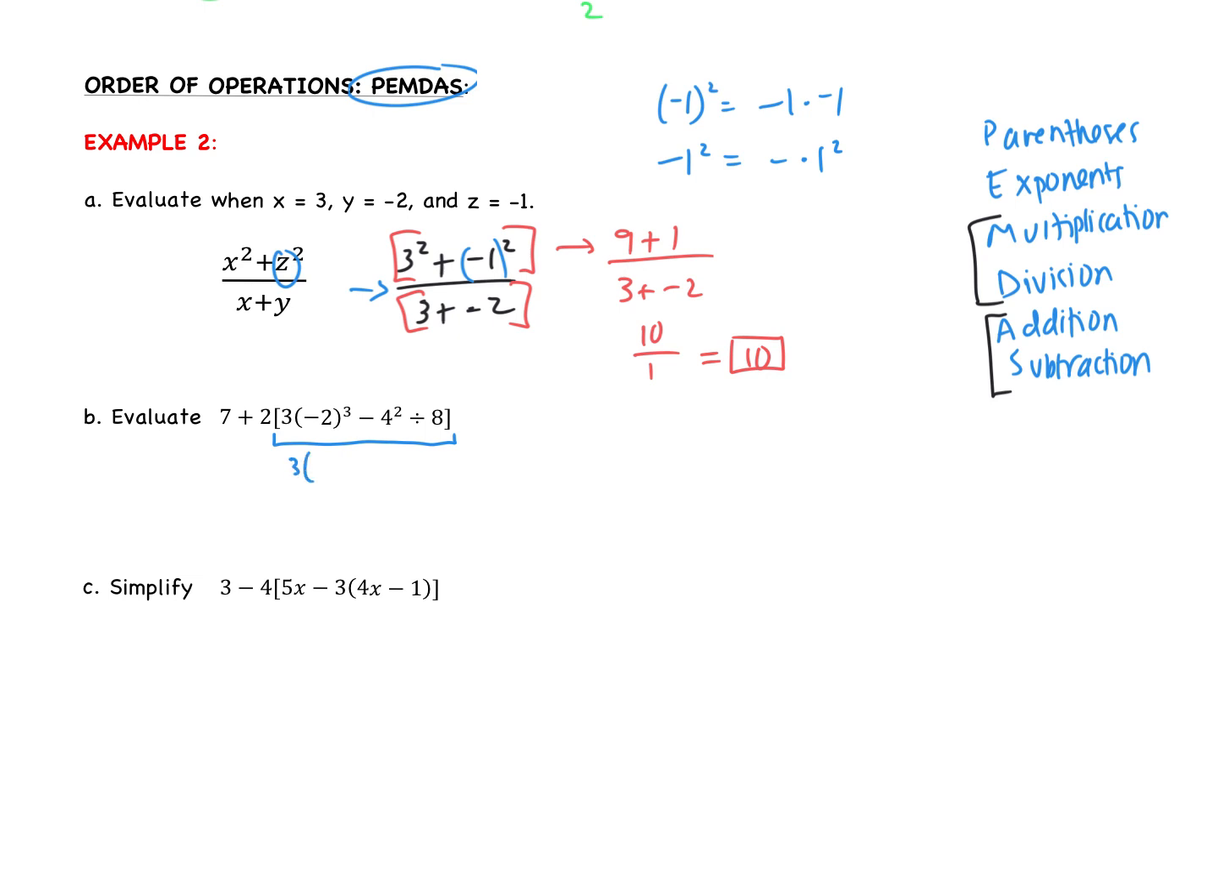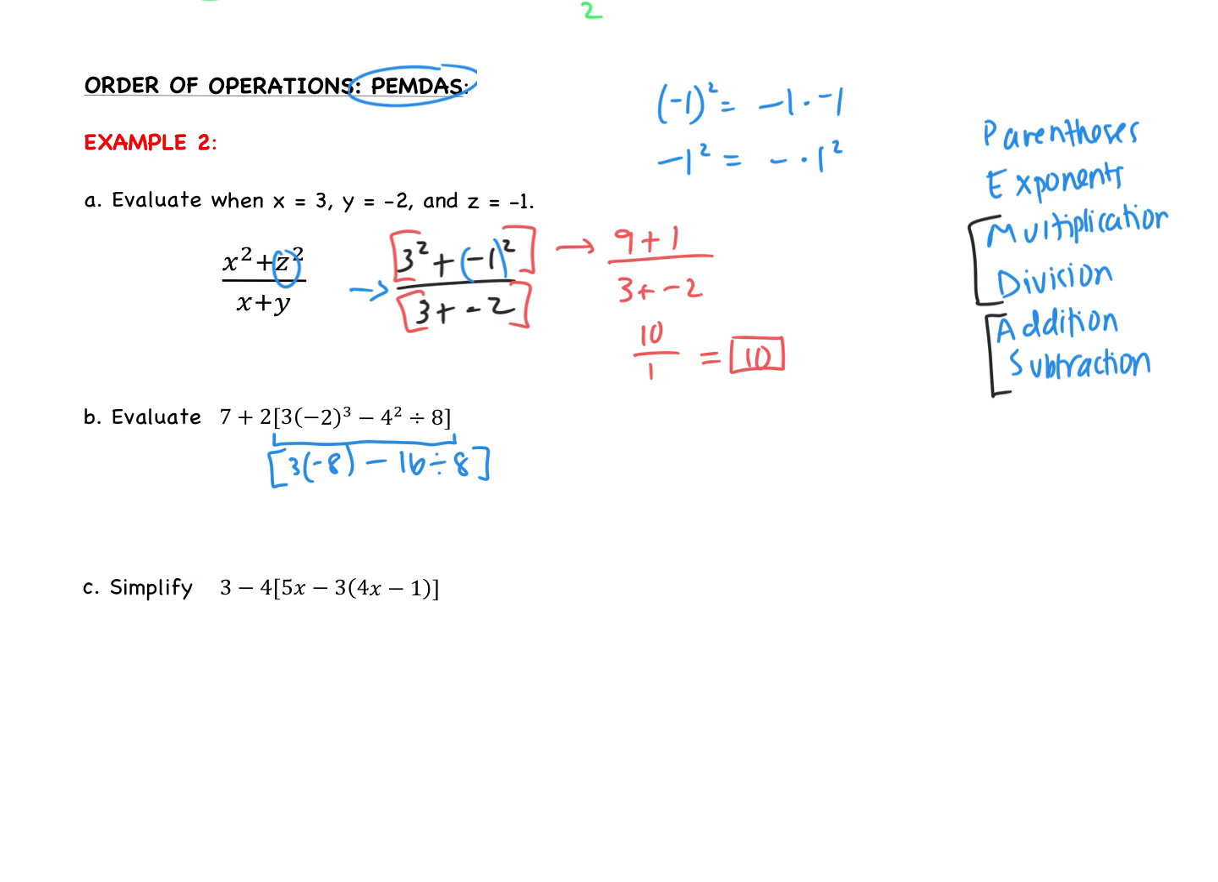-2 cubed, so -2 times -2 times -2 is -8. 4 squared is 16. What I'm going to do is simplify the parentheses and then deal with the 7 plus 2. So I'm just going to handle the parentheses first.